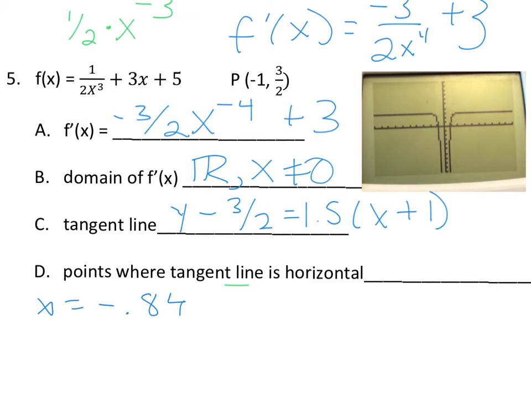It's 0.8408964, but I'll just leave it as 0.84, -0.84. If I had to guess, I bet the one on the other side is positive, but let's just double check. Yep, it's positive 0.84.